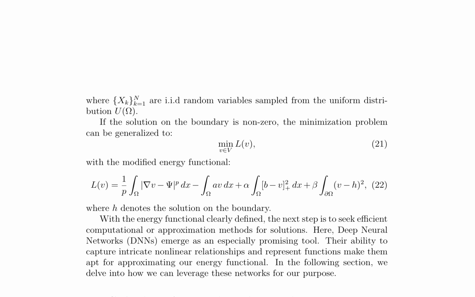The minimization problem is addressed by introducing a modified energy functional, which includes terms for the solution on the boundary and its deviation from a given boundary condition. This functional is then used to seek efficient computational methods, where deep neural networks, DNNs, are identified as a promising tool due to their ability to capture nonlinear relationships.